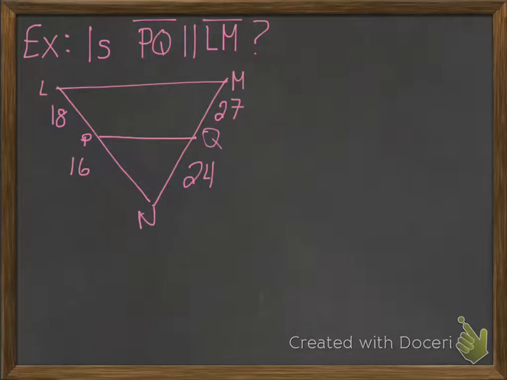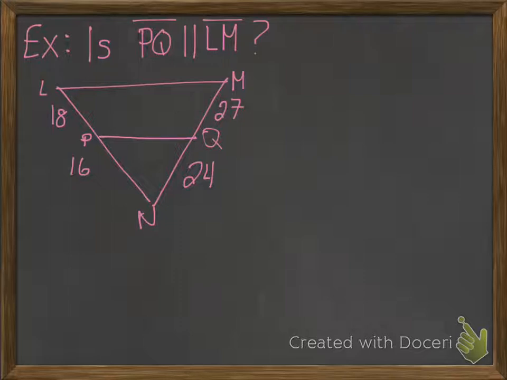All right, so I want LN to be parallel to PQ. So what do I want to happen with my divided sides? It must be the same ratio. So I'm going to look at my ratios and simplify and see if they simplify to the same thing. If they do, I have parallel lines. If they don't, I don't have parallel lines. Are we okay with that?